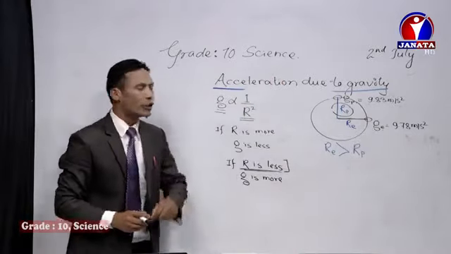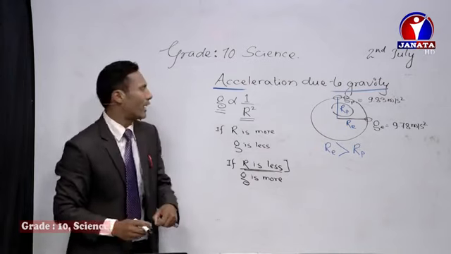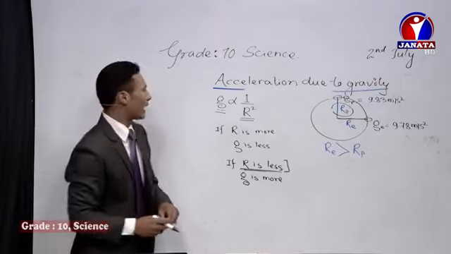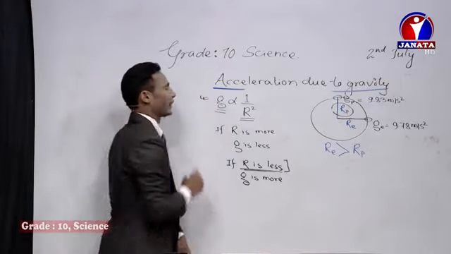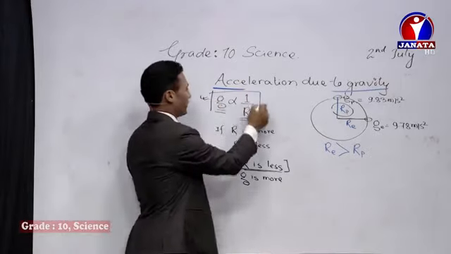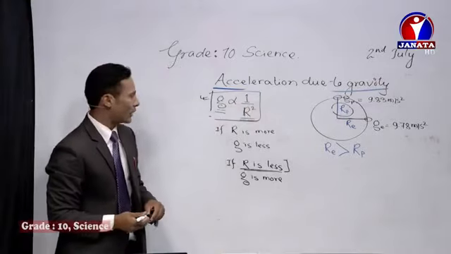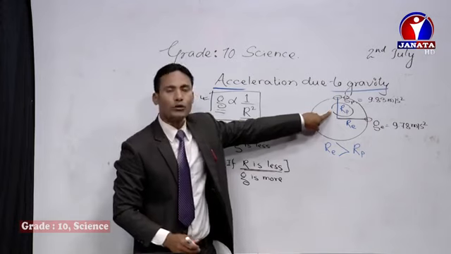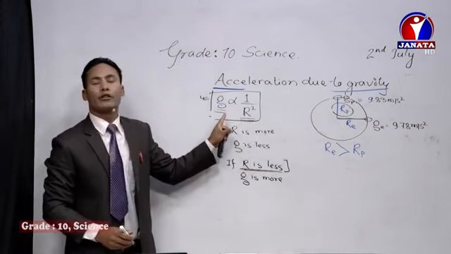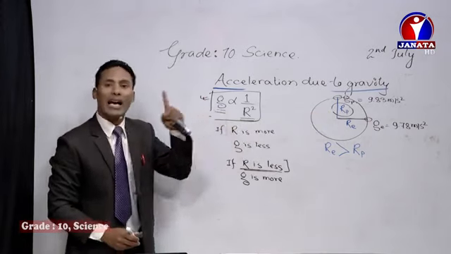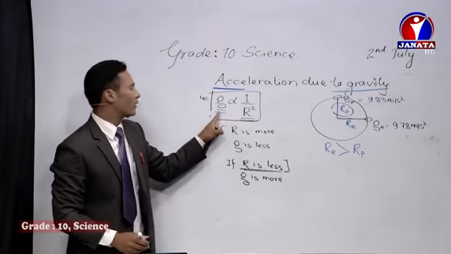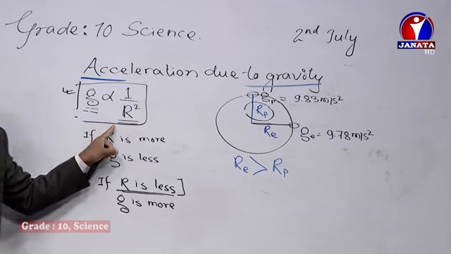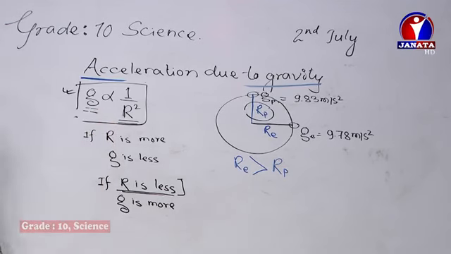So if the question is why the value of acceleration due to gravity at the polar region is more, then you can explain in terms of this statement. Clear? You can explain that the radius of the polar region is less, due to which the acceleration due to gravity is more, as the value of acceleration due to gravity is inversely proportional to the square of the radius. So remember this.